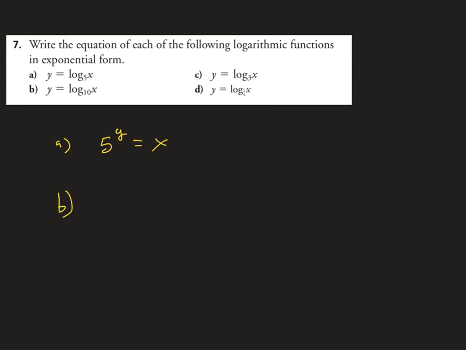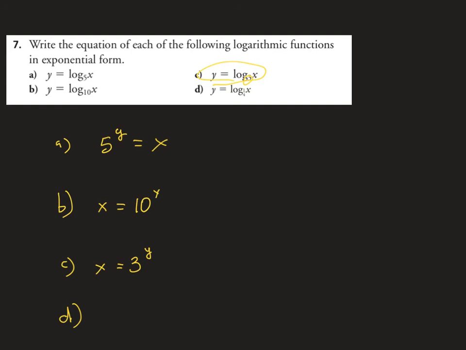Alright, so we see that our base is 10. We're going to raise 10 to the power of y, and that's going to equal x. For C, the base is 3, so we make sure we keep our base of 3, and we put the y here and the x there. For D, you just switch where you see it here. You just switch them, but you make sure that the base is the same.